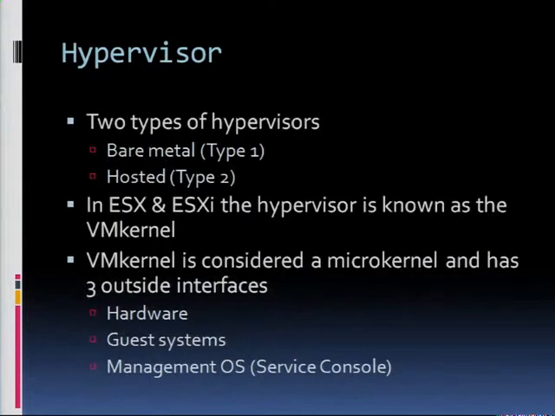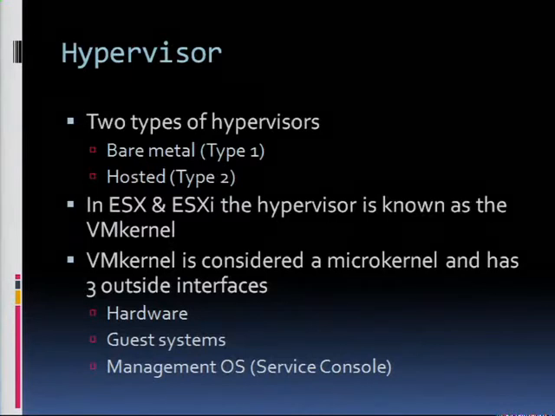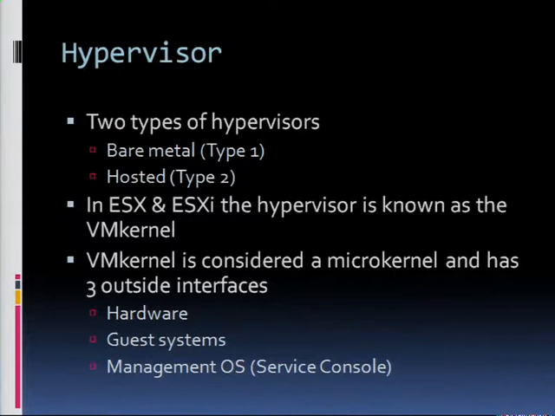So there's 2 types of hypervisors. There's the bare metal, which is also referred to as type 1, and that is like ESX and ESXi. And then there's also the hosted hypervisor, which includes Workstation, Player, Server, and those require an operating system under them, whereas the bare metal ones are installed directly on hardware. And with the hosted, you have to go through the operating system layer, and that controls access to all the hardware. In ESX and ESXi, the hypervisor is also known as the VM kernel. That's basically VMware's name for it.